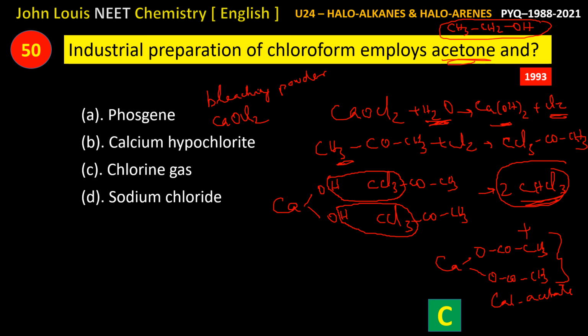Both of them can be used, but in both cases, what is the reagent? Calcium hypochlorite. What is its formula? CaOCl2. Its other name is bleaching powder. Hope you understood it very clearly. Therefore, the correct answer here is calcium hypochlorite, option B.